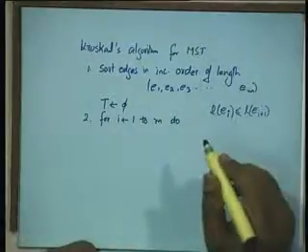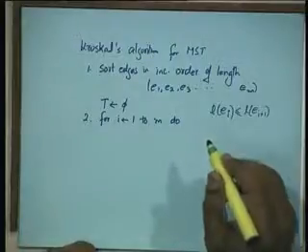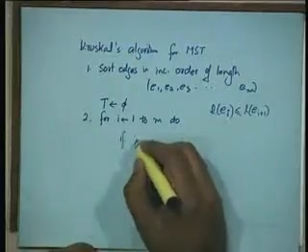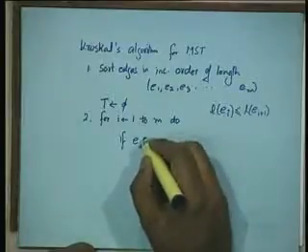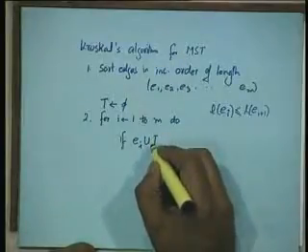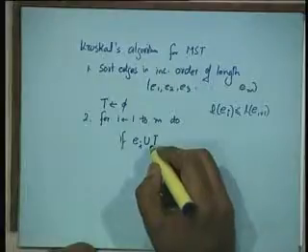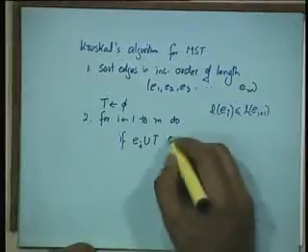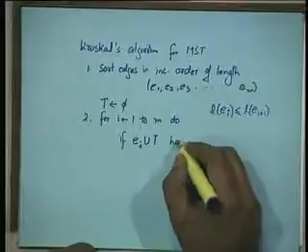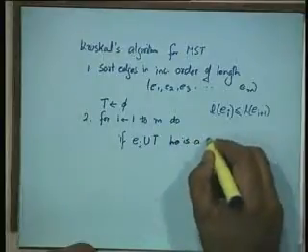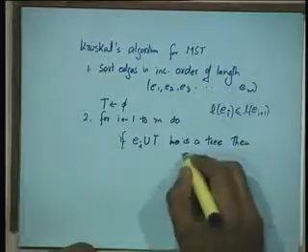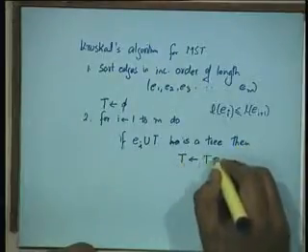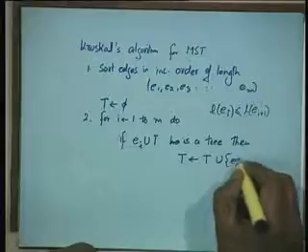So what should I do now? If Ei union T has no cycle, or is a tree, then T is T union Ei.